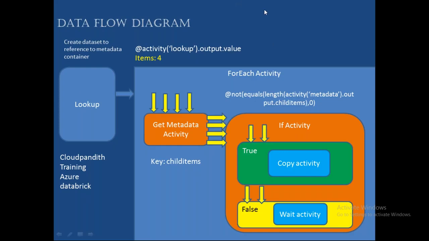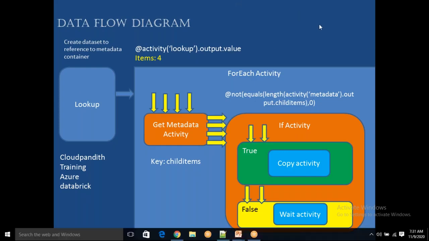But is everybody clear, friends, at a high level, what all activities we are using? Lookup, this lookup output I will pass to the for each. Inside for each I will have a get metadata. Get metadata output I will pass to the if activity. Inside if activity I will have two conditions, true and false. If it is true, I will add a copy activity. If it is false, I will use a wait activity.